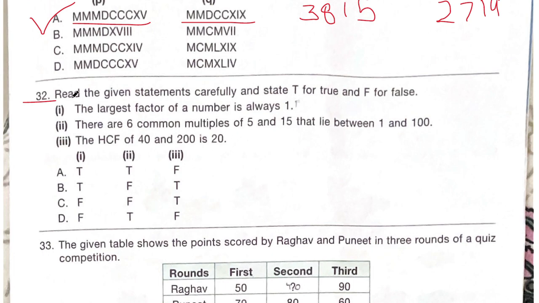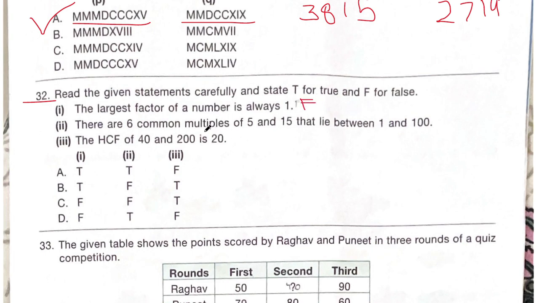Question 32. We have to read the given statements and state T for true and F for false. The largest factor of a number is always 1. It says the largest factor of a number is always 1, but the largest factor of any number is the number itself. It is not 1. So this is a false statement.